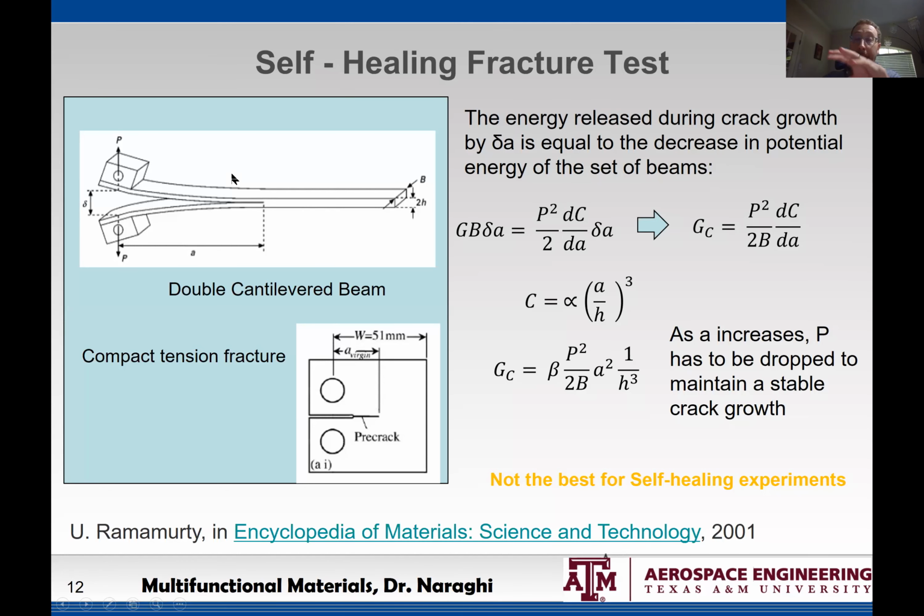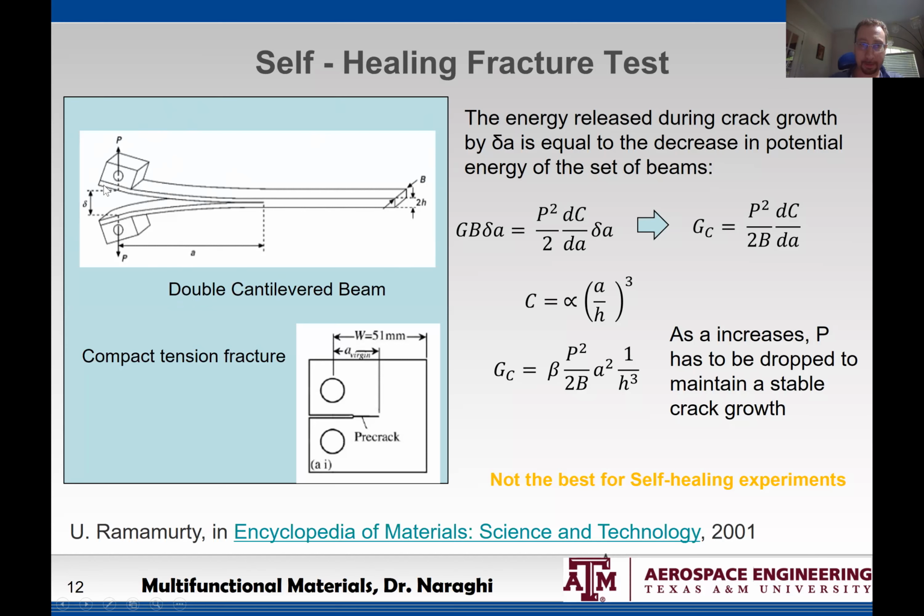Today I want to start with explaining to you one of the experiments that are commonly done in fracture mechanics to calculate critical energy release rate. The experiment is called double cantilever beam.